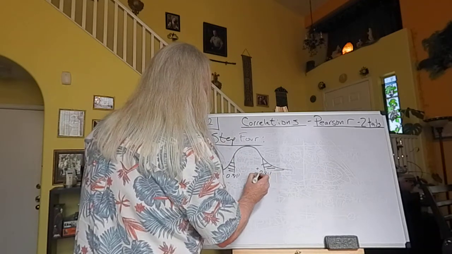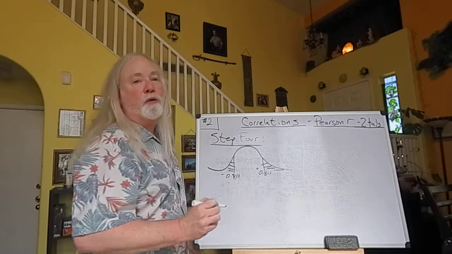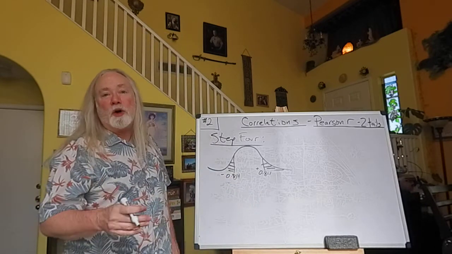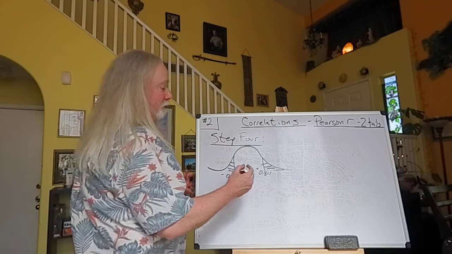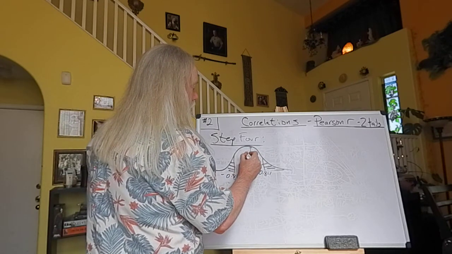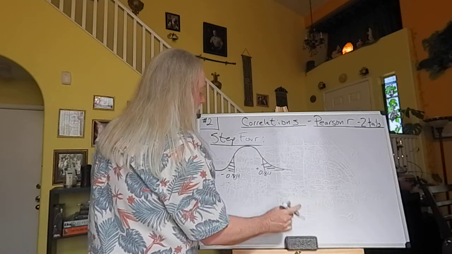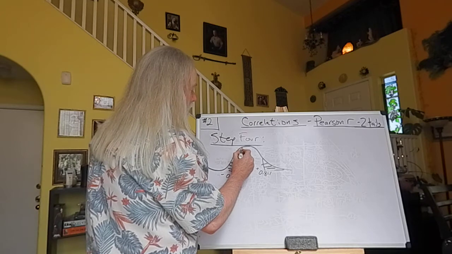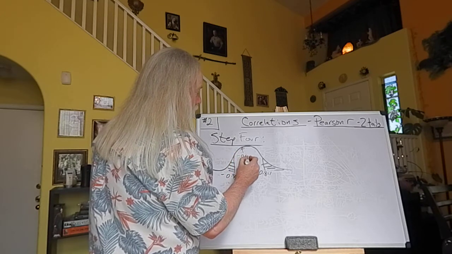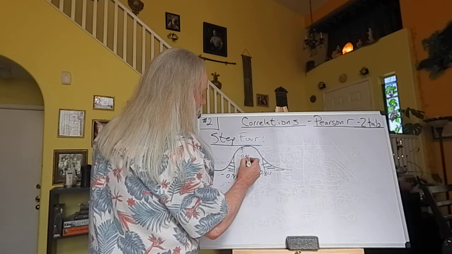So we know from step 2, our critical value was 0.811. We know from step 3, our R statistic or our correlation value was 0.06. Oh, actually it's negative. Put that on the other side. Keep it on the right, because 0.06 is so small.